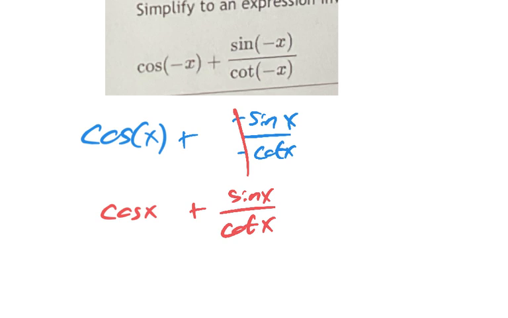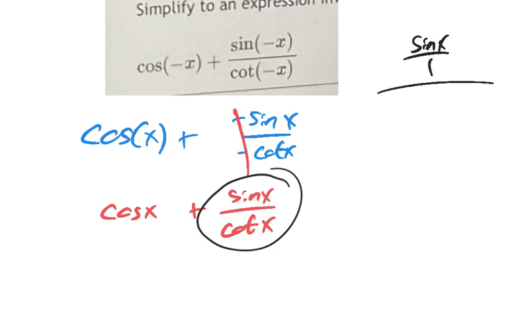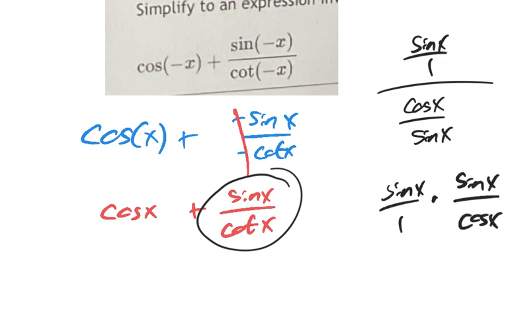Now, I'm going to focus on this part because this is ugly. I want to turn that into a fraction divided by a fraction. Sine is the numerator, so I'm going to make that sine over 1, over, what is cotangent? Cotangent would be cosine over sine. So now, whatever, KFC, multiply by the reciprocal. Sine times sine is, 1 times cosine.